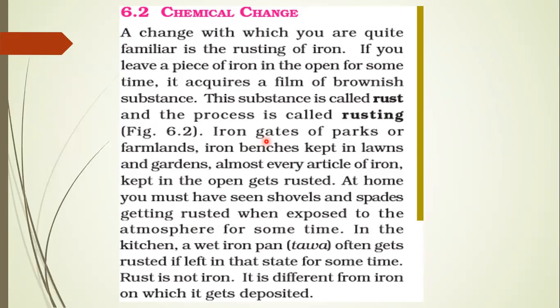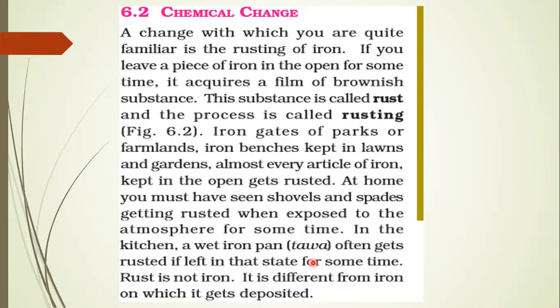It is rust. The common name is rust. And actually it is a compound of iron. It's the oxide of iron, and the chemical name is iron oxide. Iron oxide is formed by the reaction of iron with oxygen. And about this iron oxide and what is to be done to prevent rusting, you will be learning in detail in the coming days.